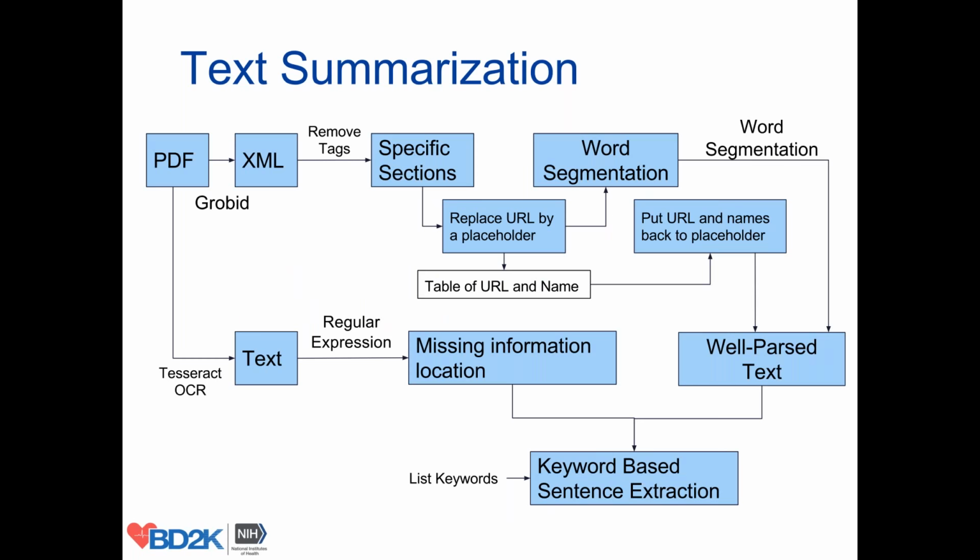We start from the PDF and send the original PDF to Grobid and Tesseract OCR. These are two basic tools that we use for text summarization. For Grobid, we expect it to transform the PDF to XML, and then we remove the irrelevant content and keep the useful sections. There might be some parsing errors, so we integrate word segmentation into the system to solve the problem. For other parsing errors, we use Tesseract OCR as a supplement. By combining Grobid and Tesseract OCR, the system can produce the text for keyword-based extraction.